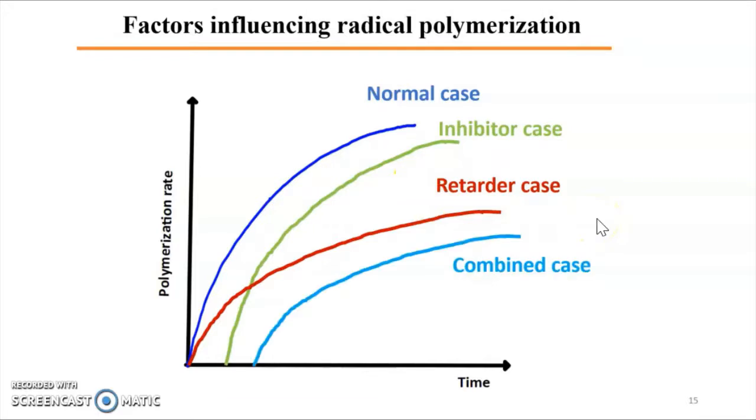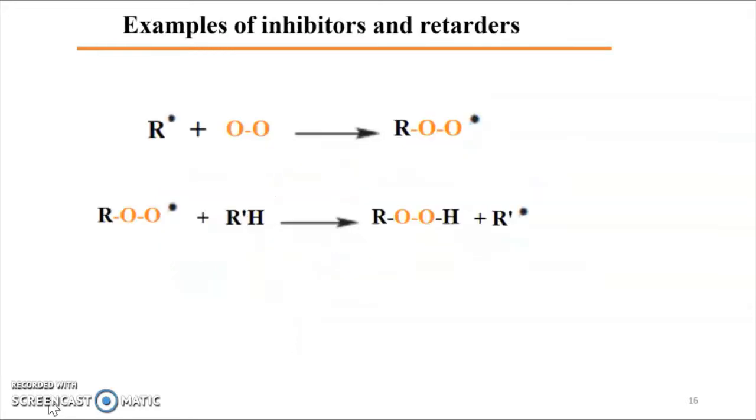Some molecules or some reactants combine the two types of behaviors. They start by inhibiting completely the polymerization, so I have a delay in time, and then they play the role of retarders, so the rate of polymerization is also influenced. So according to the kind of reactant present in the medium, we can have inhibition, retardation, or a combination of the two types of behaviors.